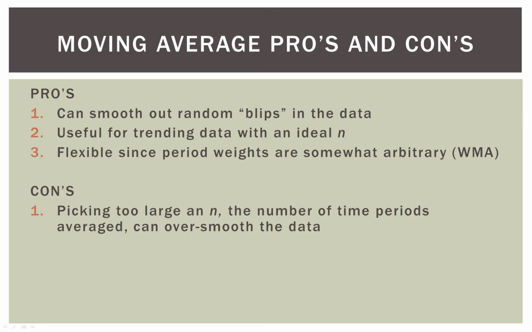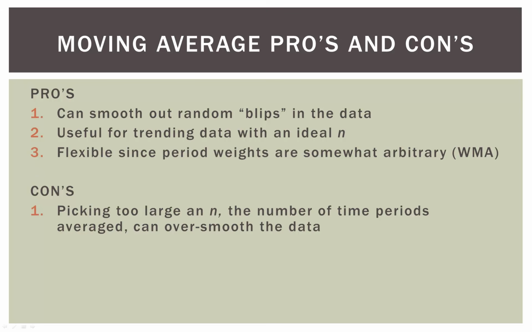So when we drop off the first day, in that case, and we add the next day, we're not really changing a whole lot because we have 200 days in that moving average. So if we pick too large an N, we can end up flattening out our data like a pancake. So we have to be very careful about picking the right N.